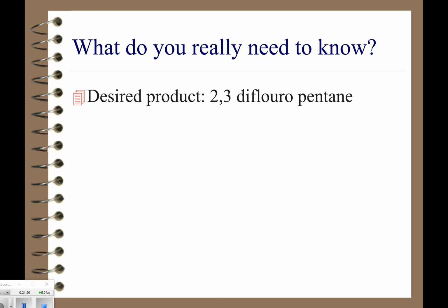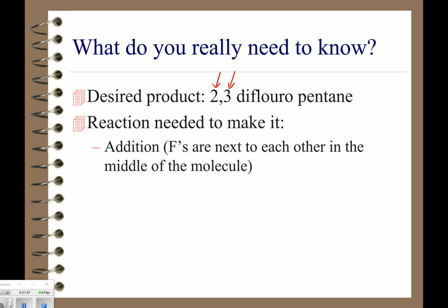The desired product, 2,3-difluoropentane. This looks pretty similar, but the key here for this one is the numbers of where the fluorines are. And since they're not on the ends, this is going to indicate that we're going to need an addition reaction. So substitution is going to show numbers with our halogens on the end. And if we have halogens in the middle of the molecule, we're going to need an addition reaction.